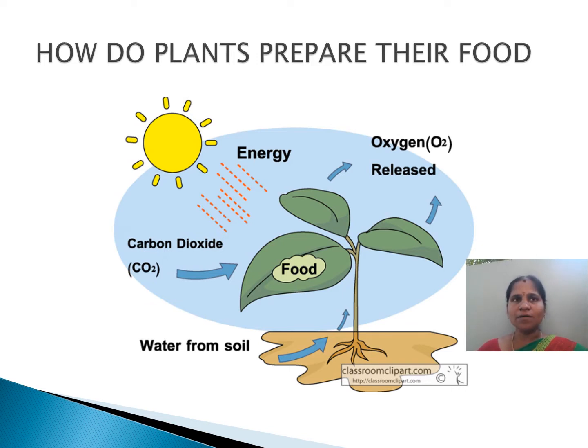The roots of a plant absorb water and minerals from the soil. See, the roots. Observe in the picture. The roots of the plant absorb water and minerals from the soil, and the roots will send them to the stem. The stem will carry all the water and minerals to the leaf.